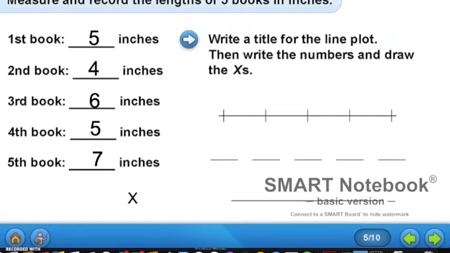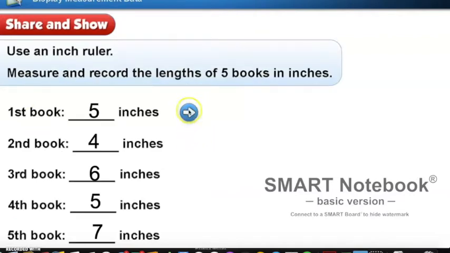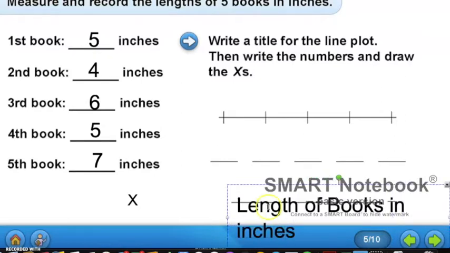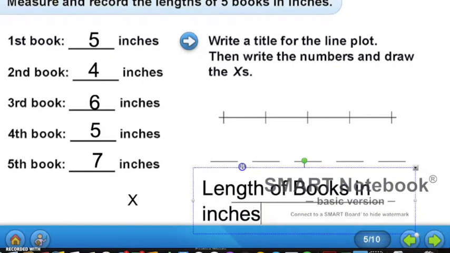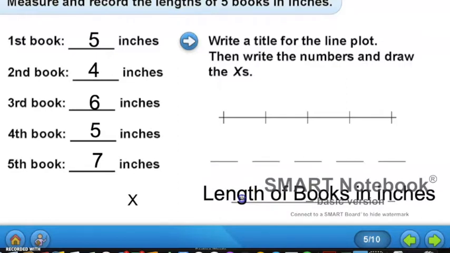So if you go back to this one real quick, you see that the title here was lengths of paintbrushes in inches. So my title for my line plot is going to be length of books in inches. Okay? So that's going to be my title for my graph. And again, I'm sorry that there's a little logo thing there, but we're just going to do our best. So length of books in inches.